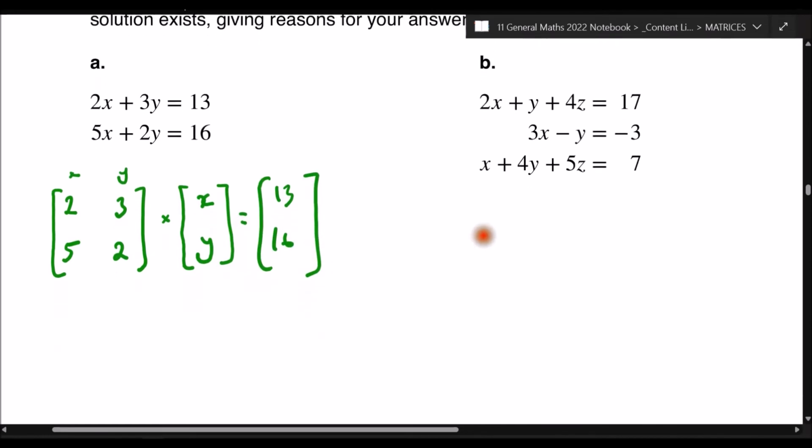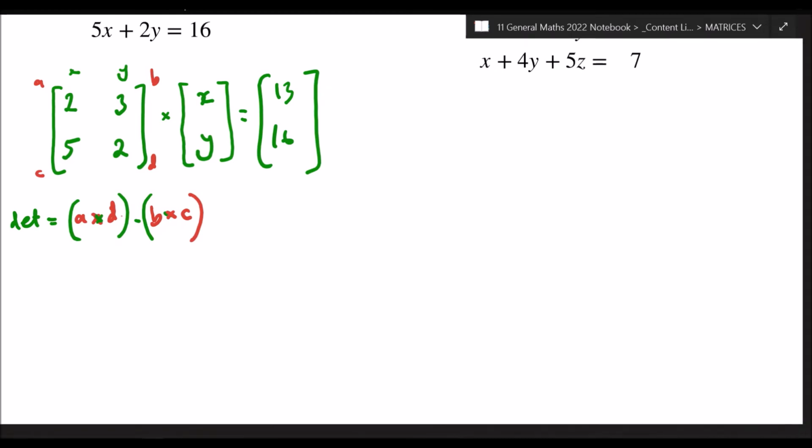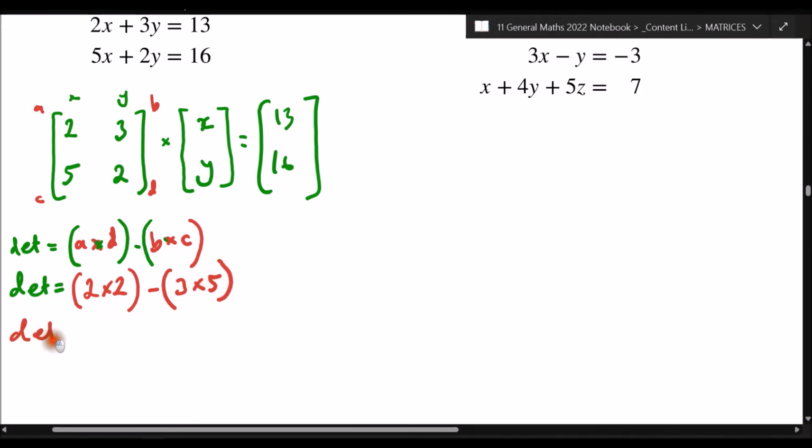For this question, all we're doing is seeing if this matrix has a determinant. You can work it out by hand, or otherwise use your calculator. Remember the formula for the determinant is A times D, take away B times C. Sorry to confuse you, I'll change this so it's not too confusing. Let's do it by hand. The determinant is 2 times 2, A times D, take away 3 times 5. So the determinant is 4 take away 15, which equals negative 9.